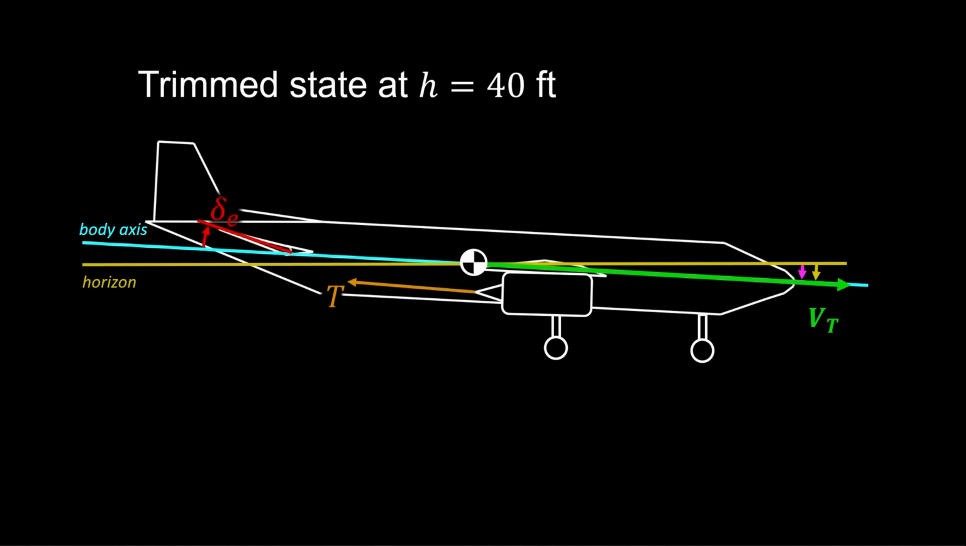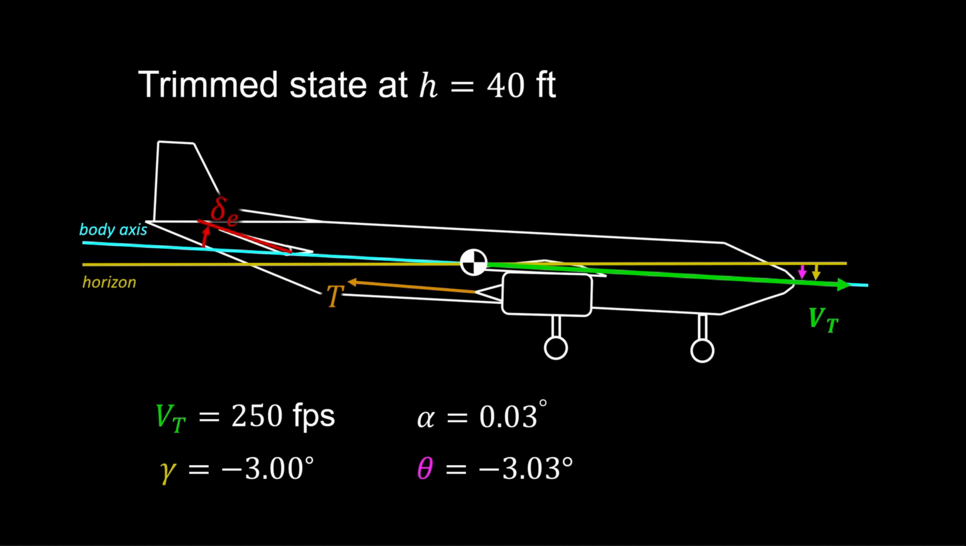We will simulate this control system as if we are transitioning from the glide slope at 40 feet of altitude. The trim state is -3 degrees flight path angle, holding 250 feet per second airspeed constant. The angle of attack is near zero, so that the aircraft then is pitched down 3 degrees initially. This condition requires 29% throttle and about 15 degrees of elevator, trailing edge up.